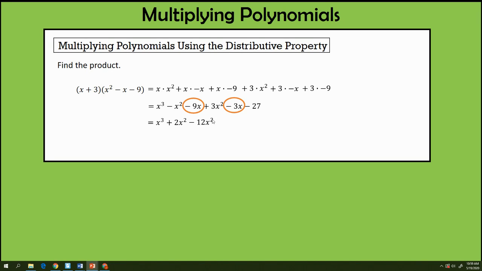That should just be an x. Get rid of that x squared there. It's my fault. And then the last thing left is this negative 27. So here's our simplified answer. Don't ignore that square on that negative 12 there.